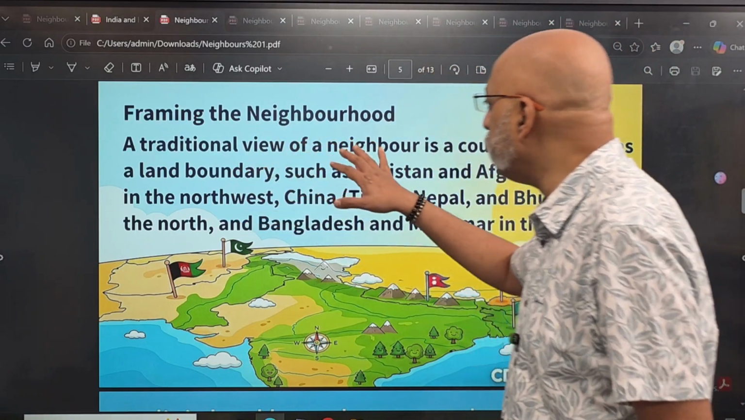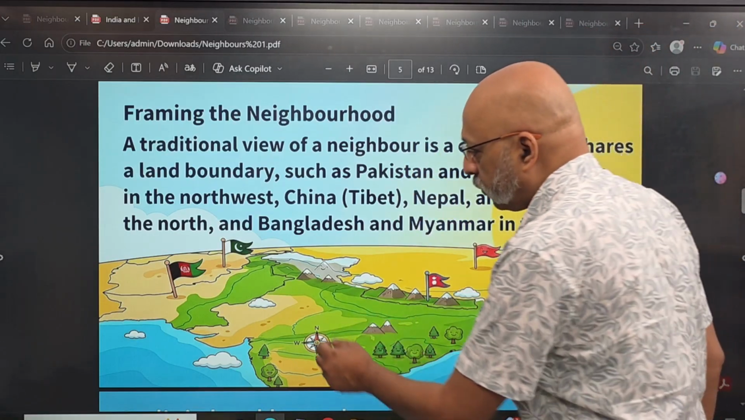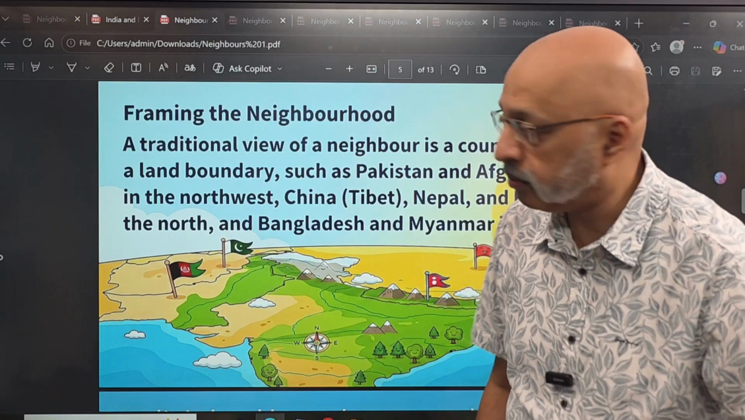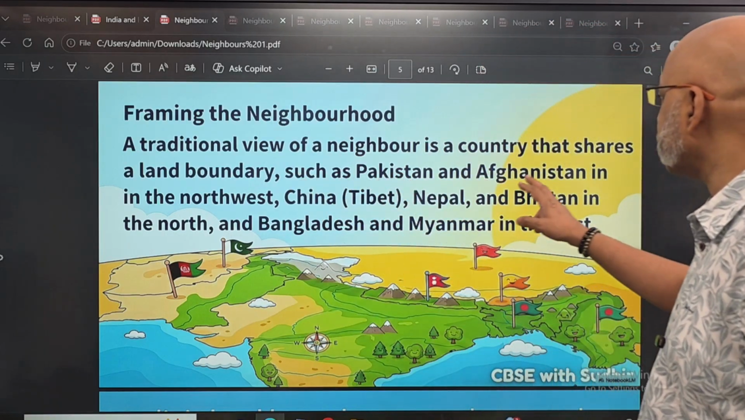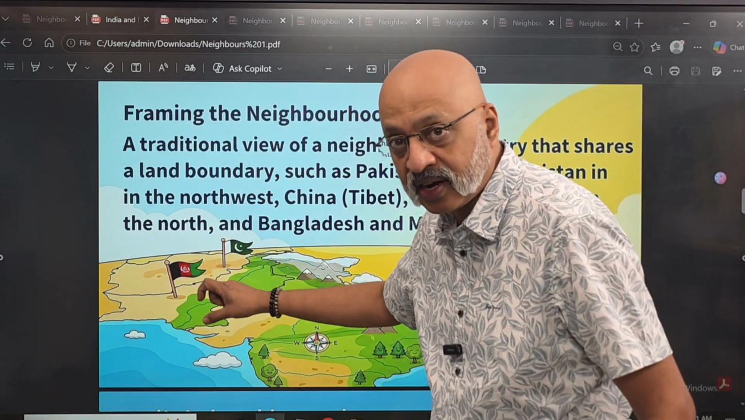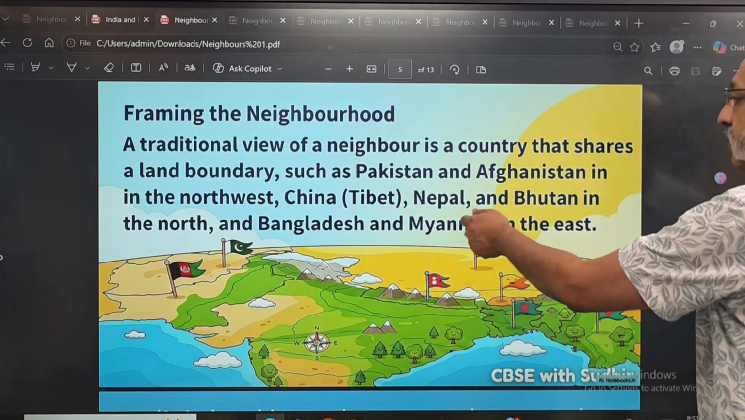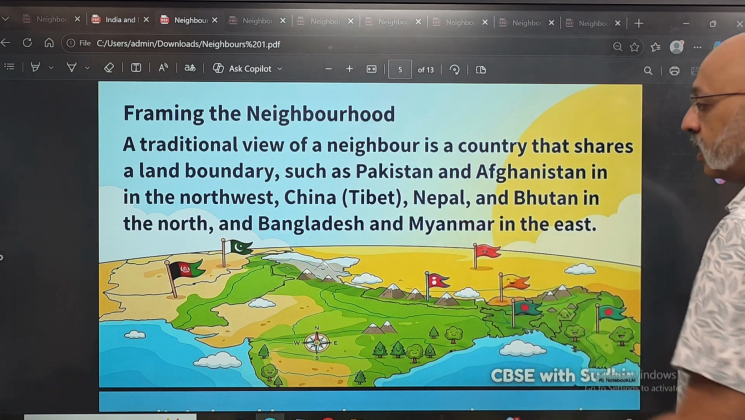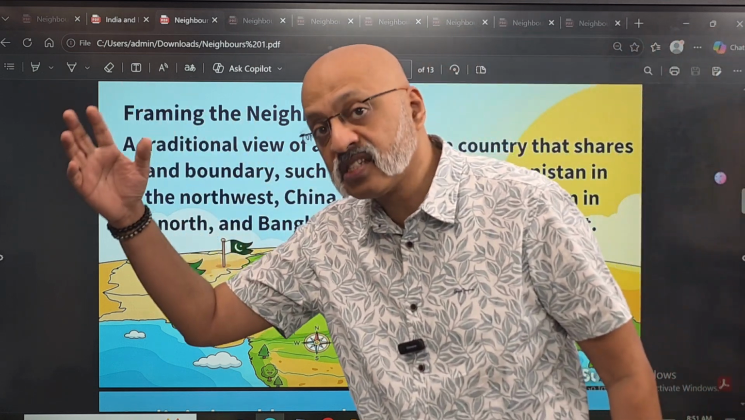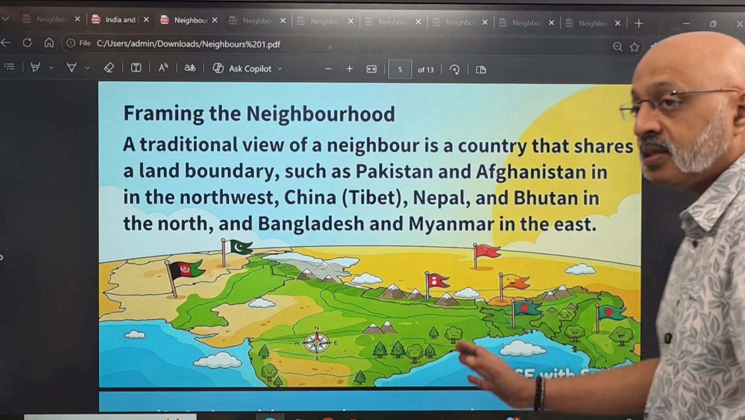So a traditional view of a neighbor is a country that shares a land boundary. For example, India and Pakistan have a land boundary, right? Such as Pakistan and Afghanistan in the northwest, right? Between Pakistan and Afghanistan, between Pakistan and India. China, Tibet, Nepal, Bhutan in the north. So these are the different countries in the northeastern part of India. And Bangladesh and Myanmar in the eastern part.